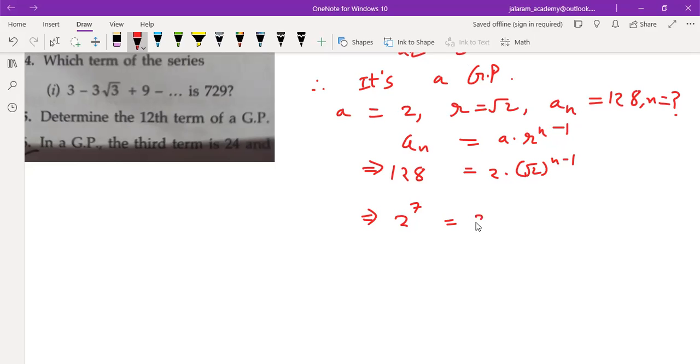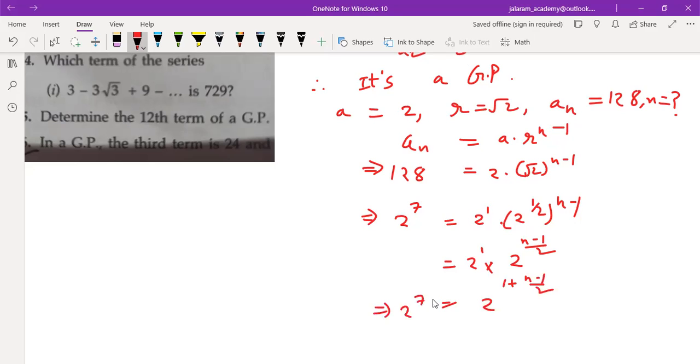And on this side, 2 to the power 1 into 2 to the power half, whole to the power n minus 1, that is 2 to the power 1 into 2 to the power, powers will be multiplied and then in multiplication they will be added. So 2 to the power 1 plus n minus 1 upon 2, while on this side it is 2 to the power 7. So if we compare the powers on both sides, 7 equals 1 plus n minus 1 upon 2. Powers of 2 will be the same on both sides, so it will give the result.